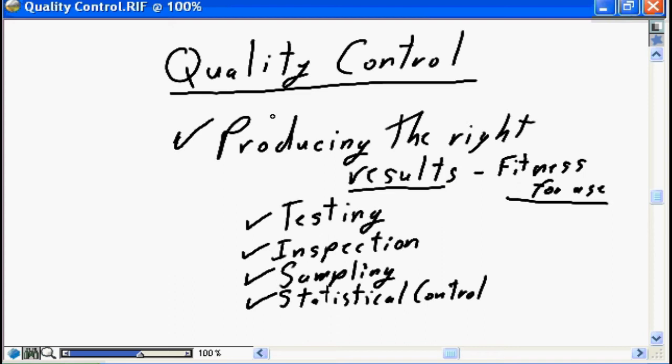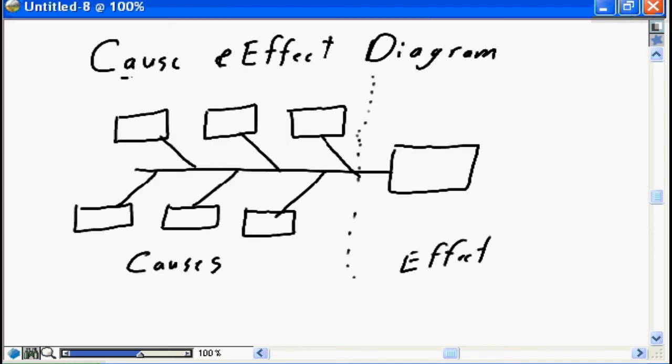One common technique used in quality control are cause and effect diagrams. Another term often used for these diagrams is the fishbone diagram, obviously because it looks very much like a fishbone. In a cause and effect diagram, you understand that you have a negative effect on your project. Let's say you have bugs in your project. You're delivering defective code for your project.